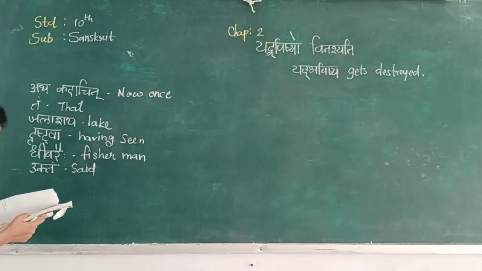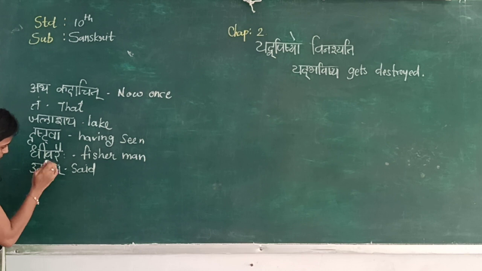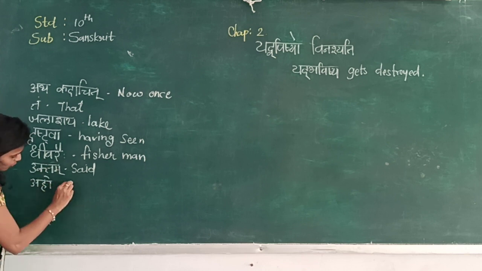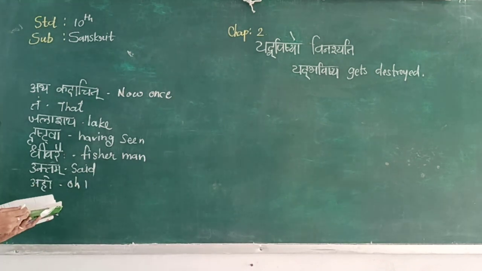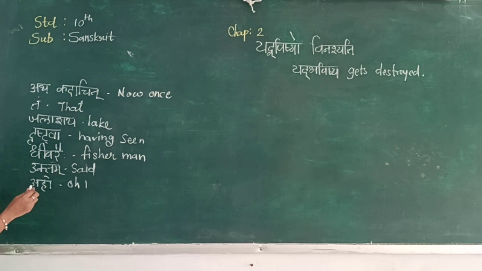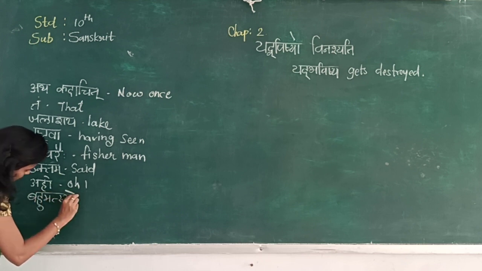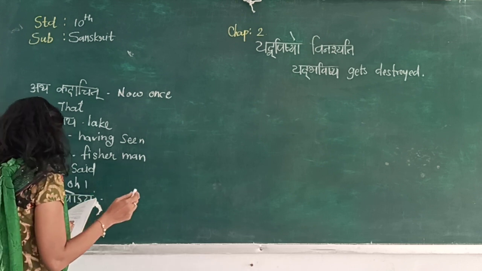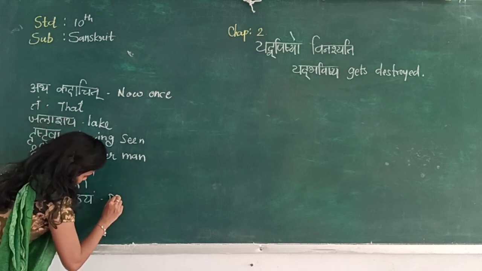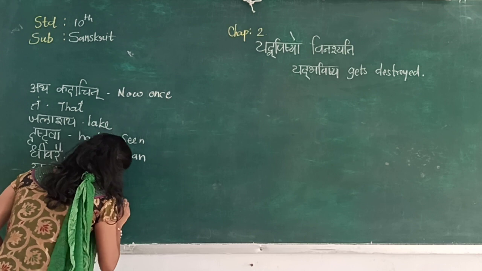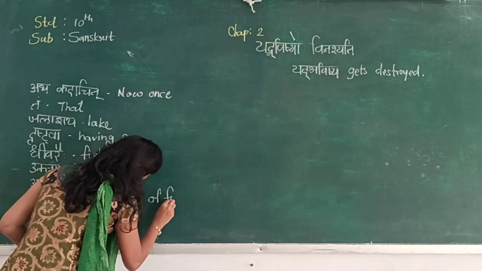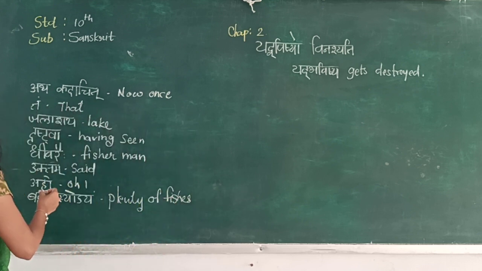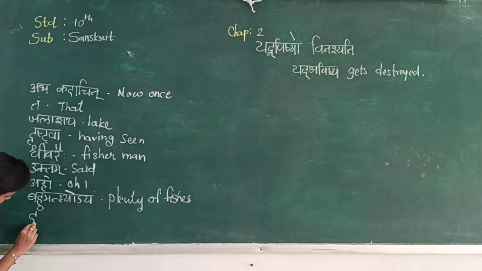Aho bahu matsyodayam. Bahu matsyodayam means plenty of fishes. Udam means pond.